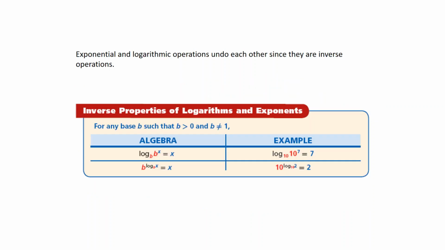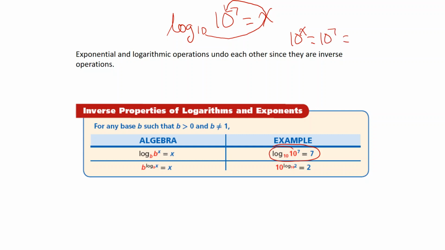Okay, exponential and logarithmic operations undo each other since they are inverse operations. So let me just show you what this means. It says log base 10 of 10 to the 7th equals, and I'm not going to put our 7 there, I'm just going to put x there for right now so we can prove it. We're going to use our little scorpion trick. So we know that 10 to the x power equals 10 to the 7th power. So therefore, my x must equal 7. So 10 to the 7th power equals 10 to the 7th power.